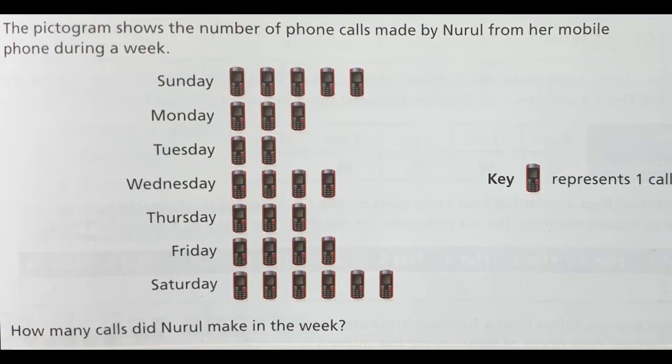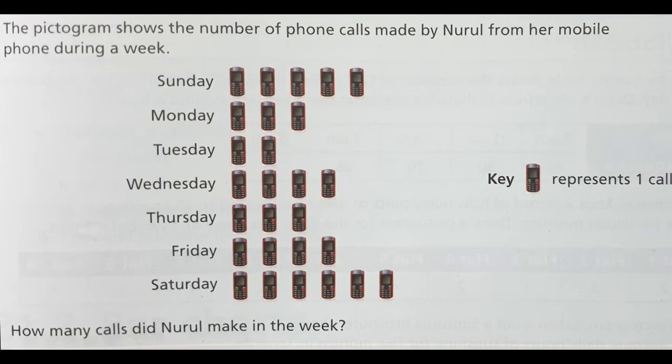The first question: the pictogram shows the number of phone calls made by Neural from her mobile phone during a week. Always for a pictogram, a key has to be written. The key is represented: one mobile is represented by one call. For all the days of the week, we have the number of calls she has made. For example, on Sunday, she has made 1, 2, 3, 5 calls. If you take Friday, she has made 4 calls.